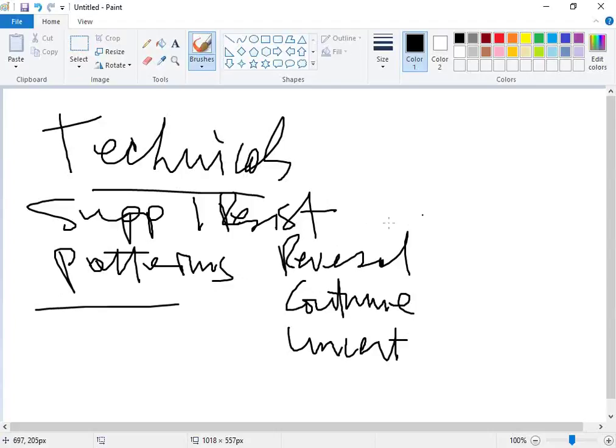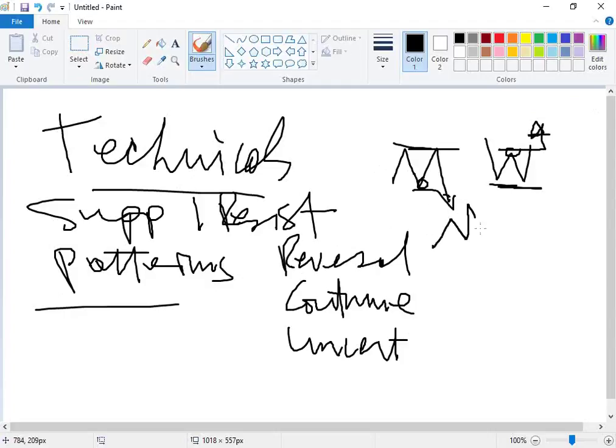So reversal patterns would be like your double tops and double bottoms. These are resistance areas, that's a support area. A break below this little valley says we're continuing lower. A break above that peak, we're continuing higher. Head and shoulders, a break of the neckline, looking to go lower. Inverted head and shoulders, a break of the neckline, looking to go higher.